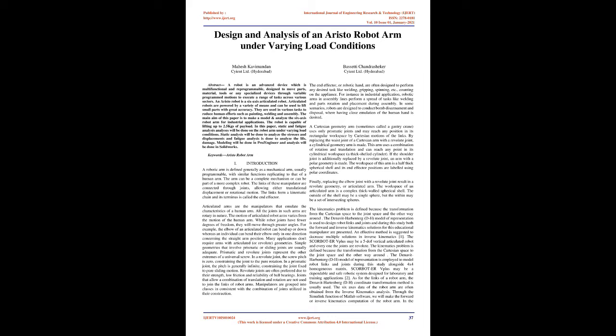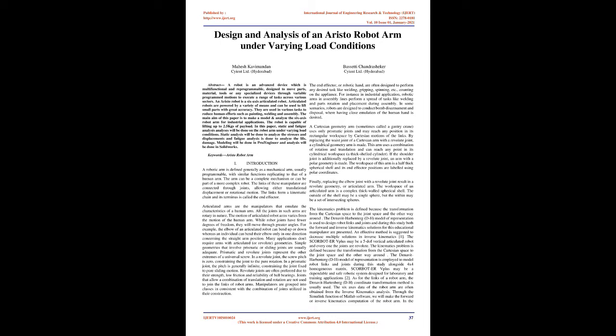A robotic arm is defined generally as a mechanical arm, usually programmable, with functions similar to those of a human arm. The arm can be a complete mechanism or can be part of a more complex robot. The links of these manipulators are connected through joints, allowing either translational displacement or rotational motion. The links form a kinematic chain and its terminus is called the end effector.